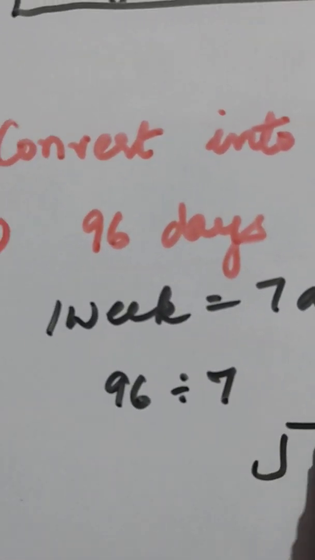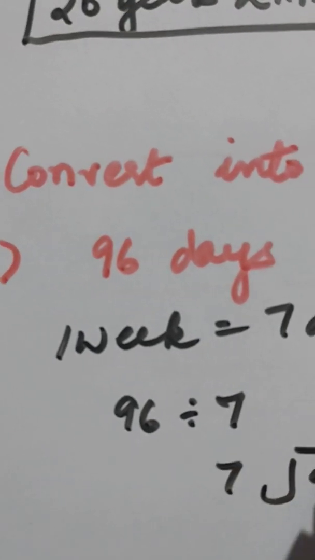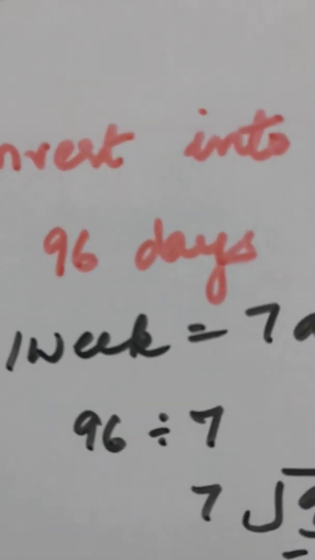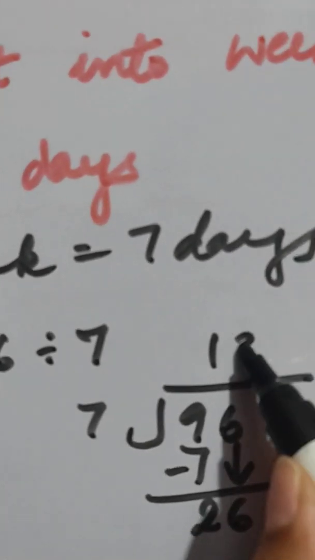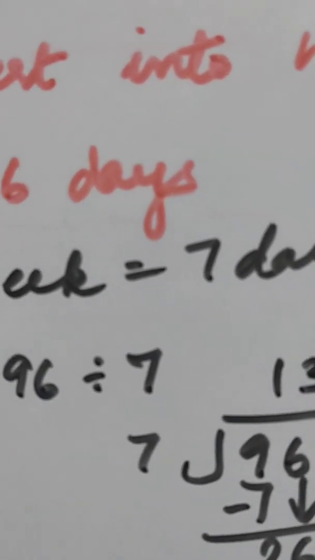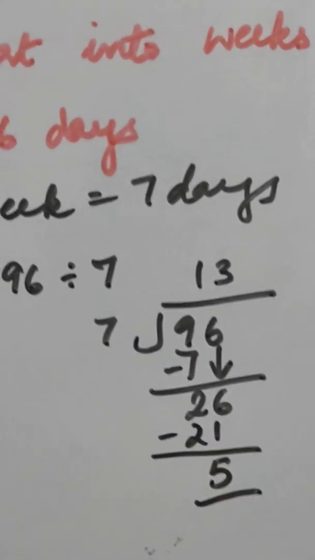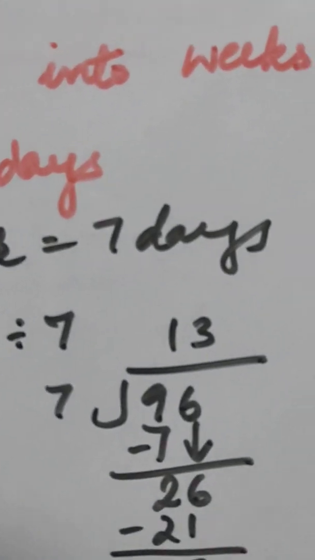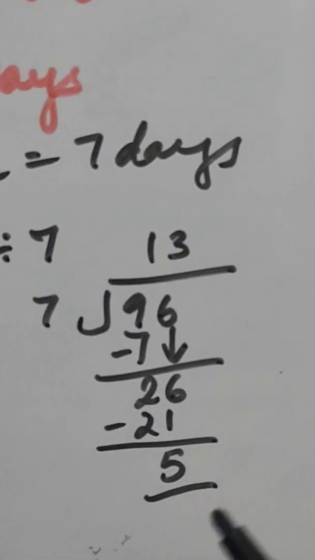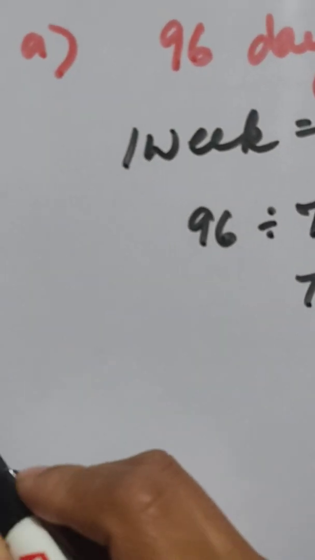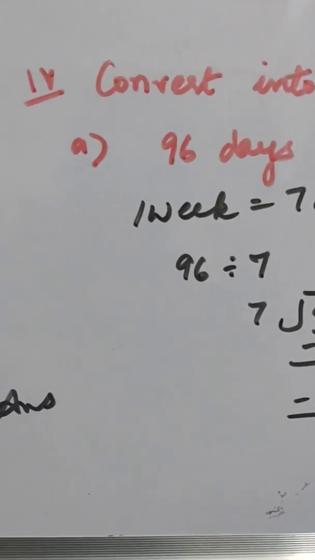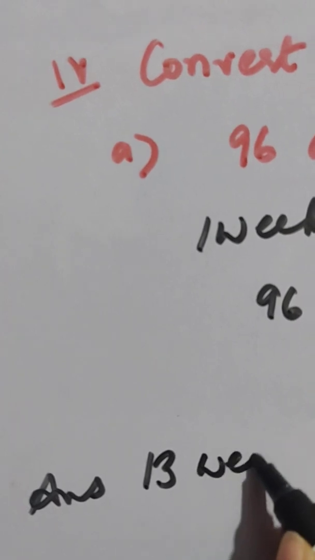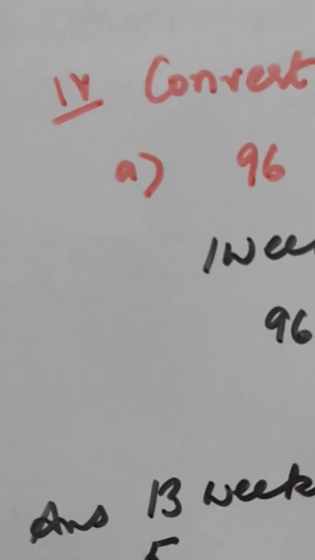You can do it in the fair. Okay, छोटी छोटी calculation है, आप इसको fair में करो. So our division is done. So ये 13 weeks and 5 days. So our answer is 13 weeks and 5 days.